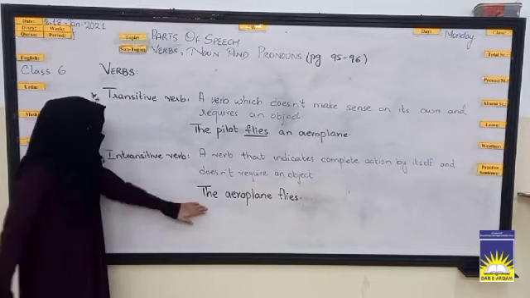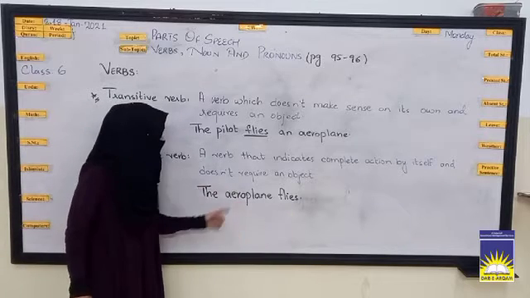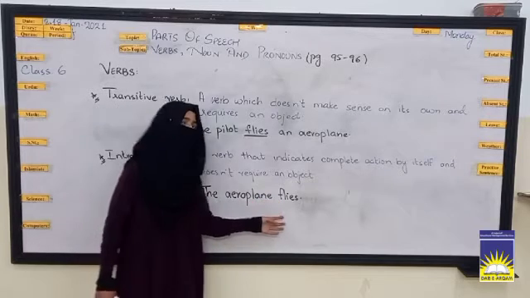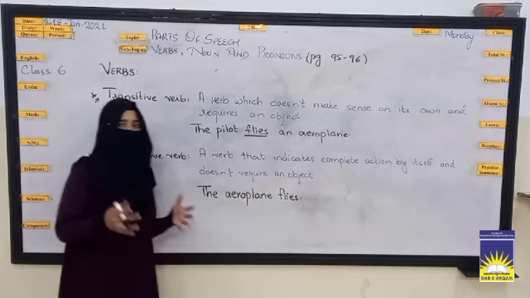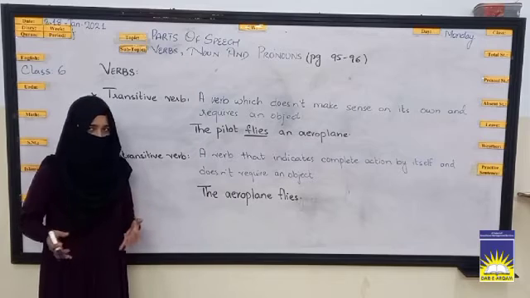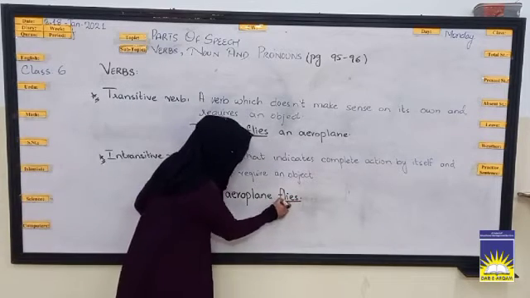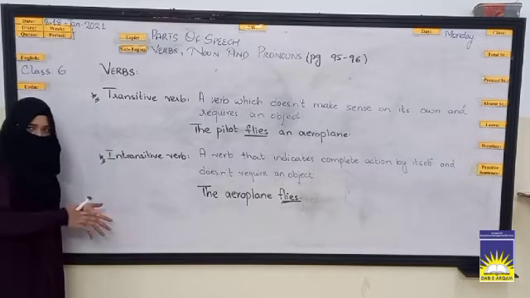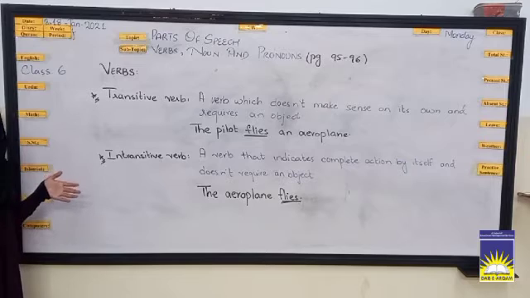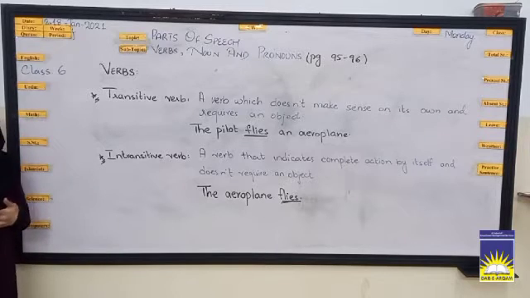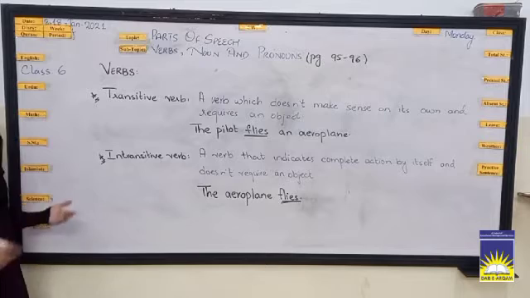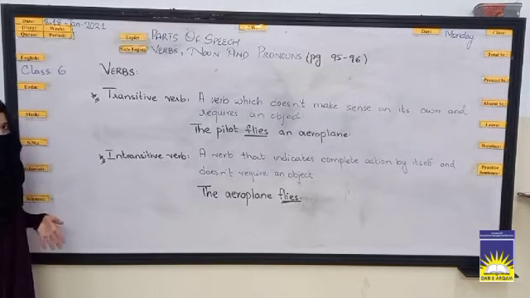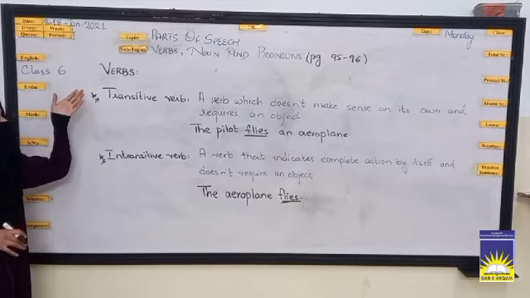For example, the aeroplane flies. Now here the verb is flies. So you can see here that it doesn't need any object further to complete the sentence. So such type of verbs are called intransitive verbs. So these are the two types, transitive and intransitive verb, and they are completely opposite to each other. Transitive verb needs an object and intransitive verb doesn't need any object. So this was the concept of verbs from your book.